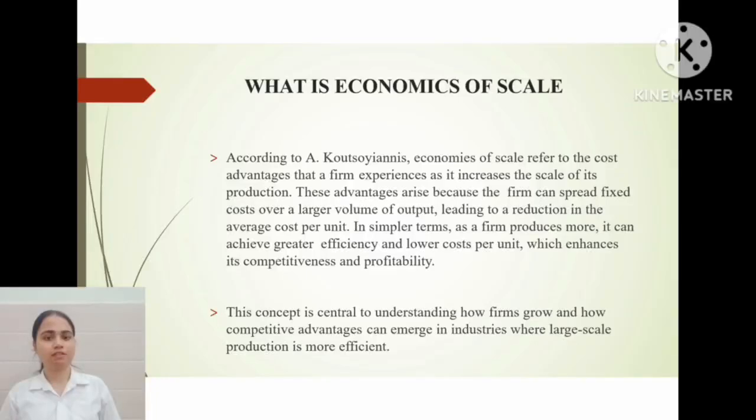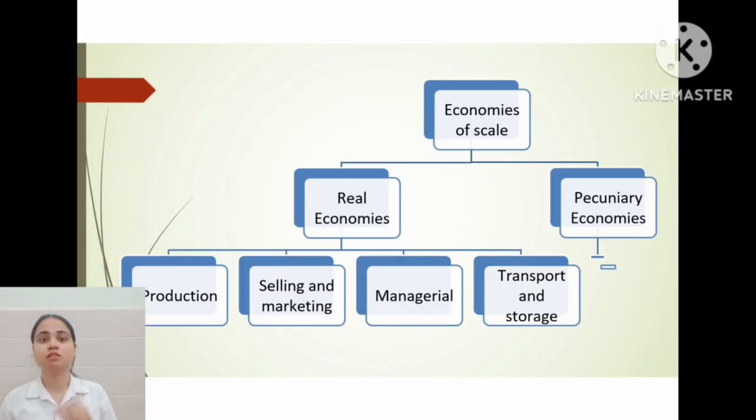In simpler terms, as a firm produces more, it can achieve greater efficiency and lower cost per unit, which enhances its competitiveness and profitability. Now we will move to the chart of economies of scale, which has two parts. The first one is real economies and the second one is pecuniary economies. In real economies we have four further parts: first is production, second is selling and marketing, third is managerial, and fourth is transport and storage.